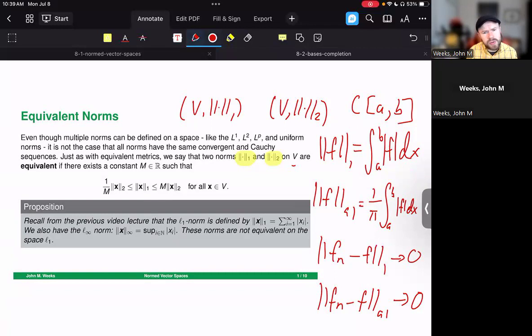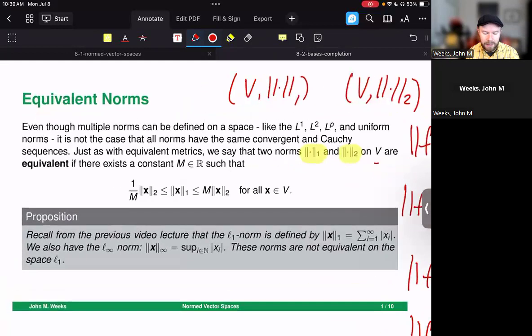The same thing is true if you go the opposite direction. This is an if and only if. If I take something like 1 over pi times this integral and say that that converges to 0, well, the 1 over pi is not converging to 0, so the integral must be converging to 0 in that respect.